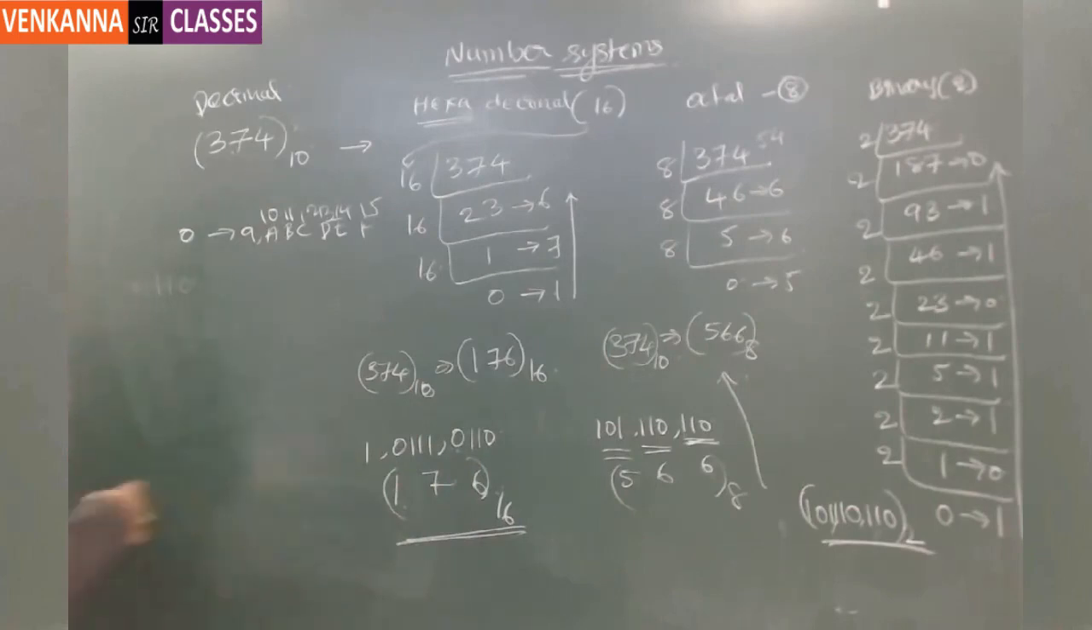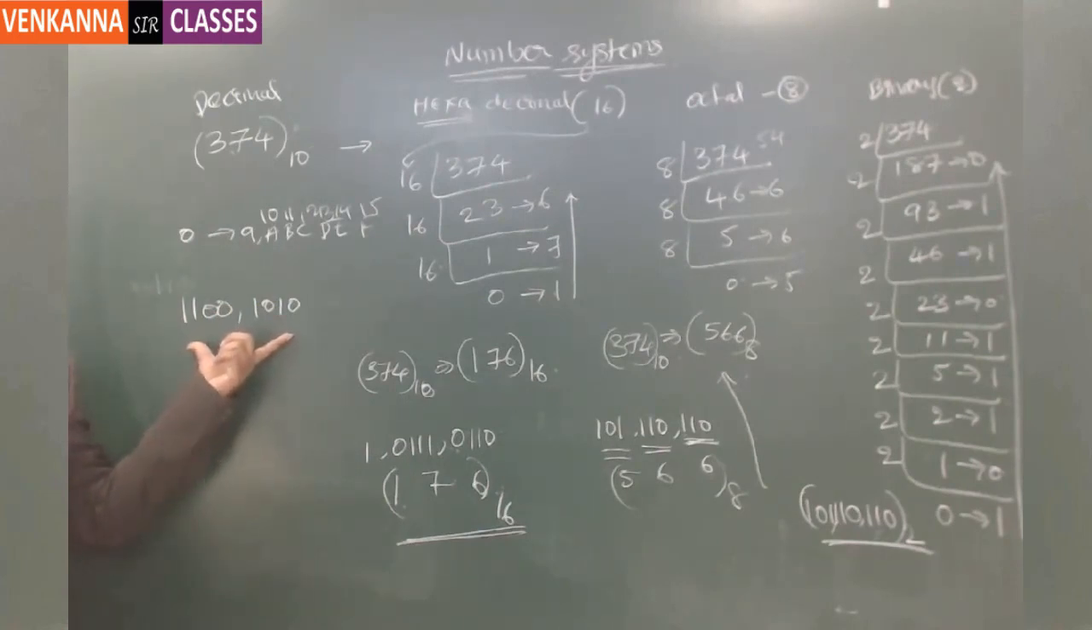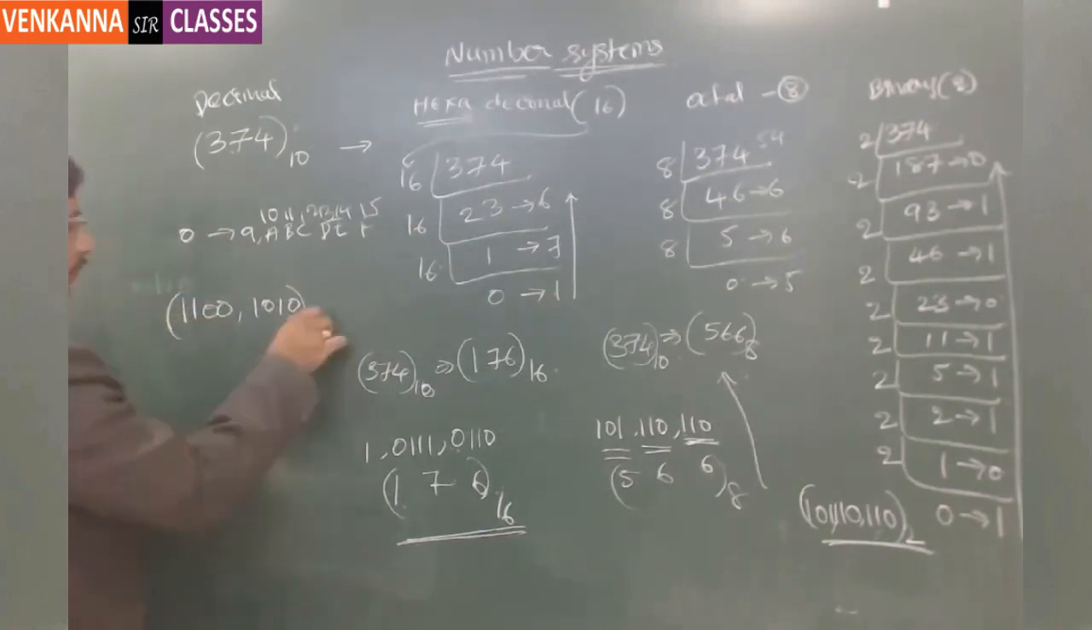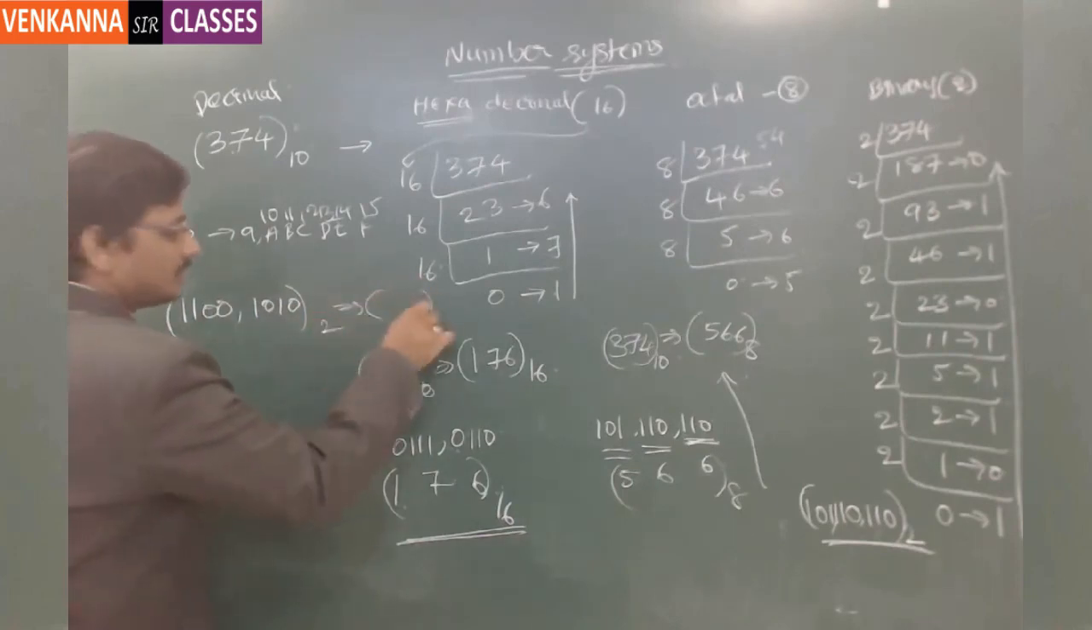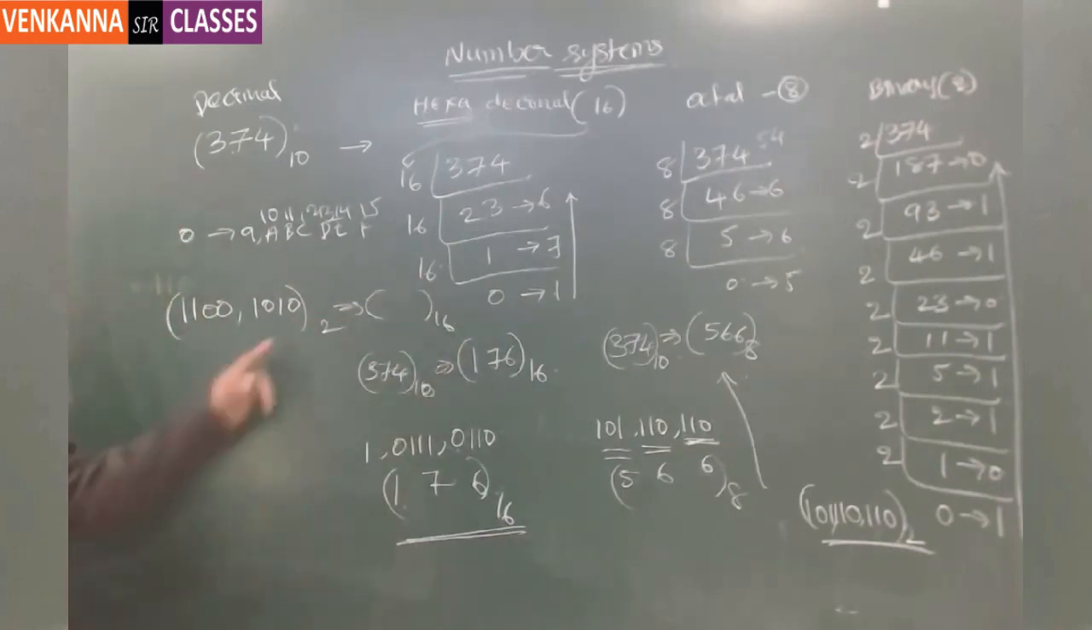Suppose I give 1100 1010. This is binary. Now convert this to base 16. If I ask you to convert this binary number to base 16, then put a comma after 4 digits. Then write the hexadecimal equivalent of this number.